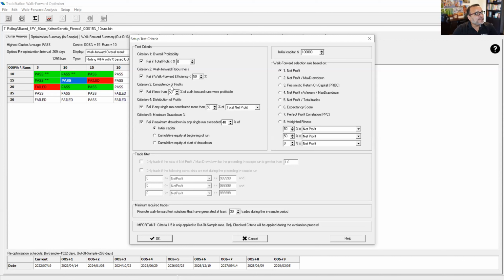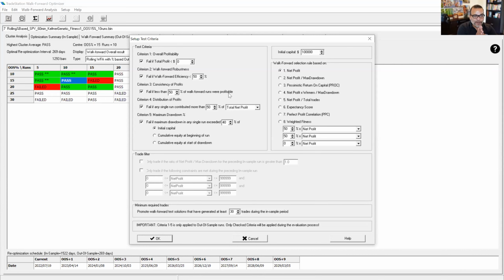Criterion number 3, consistency of profits. We want to fail if less than 50% of the walk forward runs were profitable. So yes, the data that we provide, the WFO, is going to be split up in segments. And of course, we're going to have different runs. It's going to fail the whole test if less than 50% of the walk forward runs were profitable.